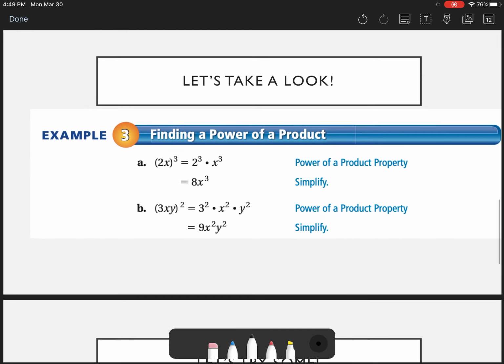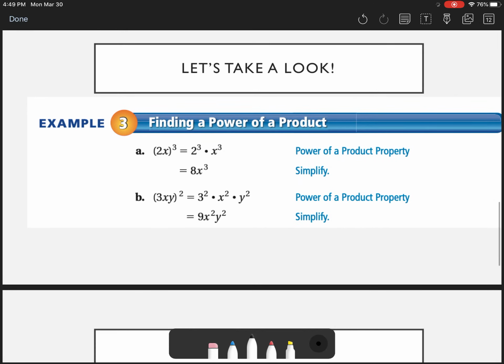Okay, let's take a look at this example here. So we have two examples. The first one, in example A, we have 2x raised to the third power. That was just like the do now question that we completed. Basically, you can think of this as a shortcut rule. Instead of having to write it out in expanded form, we can take the shortcut and just apply that exponent to both numbers inside the parentheses. When we write that out, it's 2 to the third power times x to the third power.